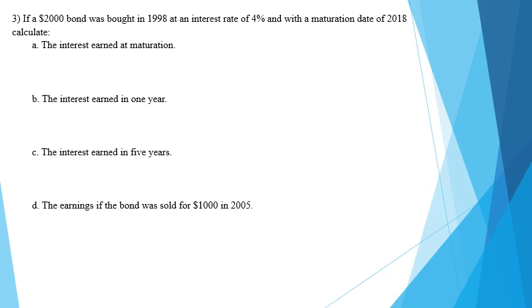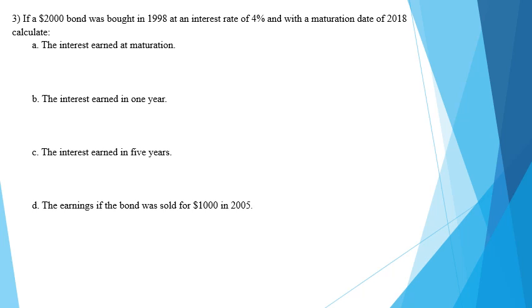Okay, so if a $2,000 bond was bought in 1998 at an interest rate of 4% with a maturation date of 2018, we have to calculate a number of things. So if you look, that means that it's a 20-year bond. To go from 1998 to 2018, that's 20 years. So they expect that that $2,000 will be left in that bond until 2018 for those 20 years.